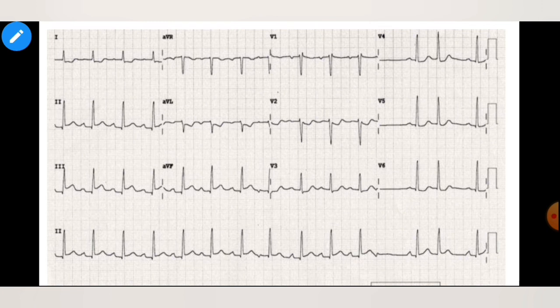So this is a test case for you. You have to interpret this EKG strip the way I did it, and you have to write down your findings, if possible, in the comment section, and I am going to demonstrate the findings of this EKG strip in the next video I will have on anterior wall MI.